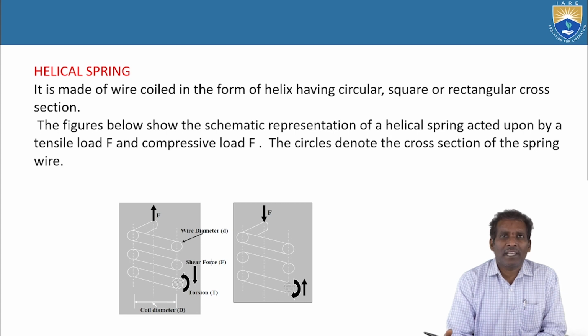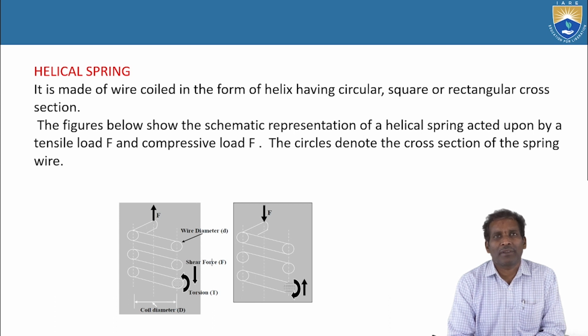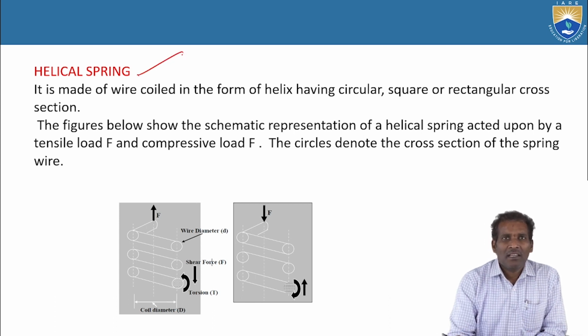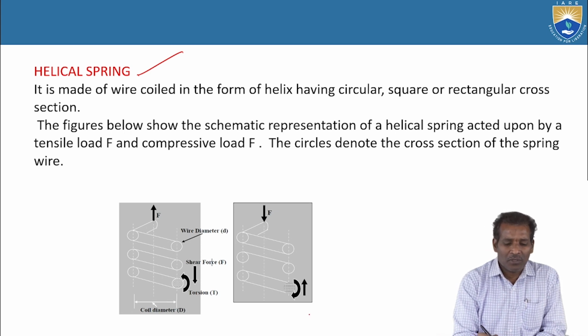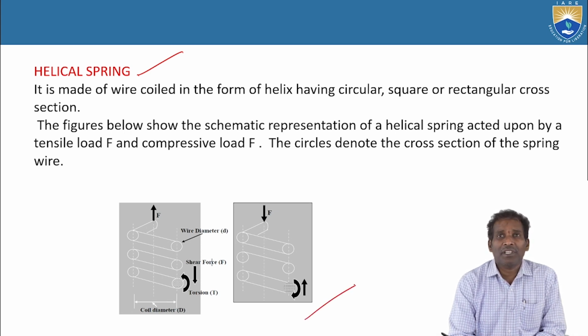Before designing a helical spring, you should know about helical spring construction and the important terminology related to helical spring. It is made of wire coiled in the form of a helix, having circular, square, or rectangular cross section. The figure shows the representation of a helical spring acted upon by a tensile load.